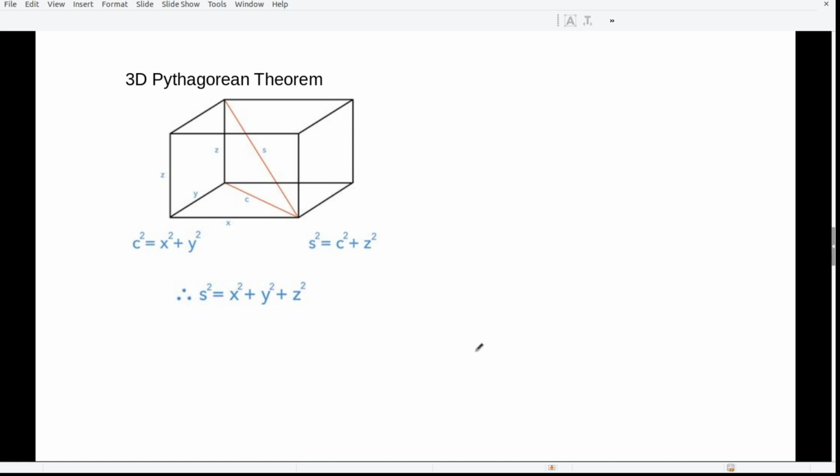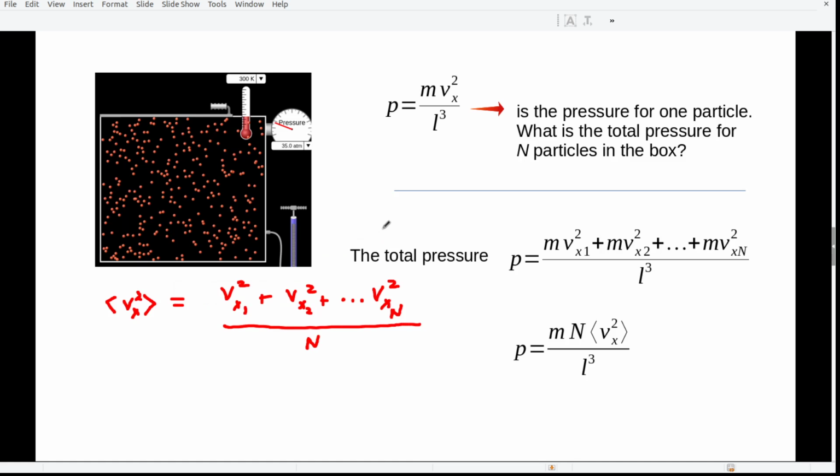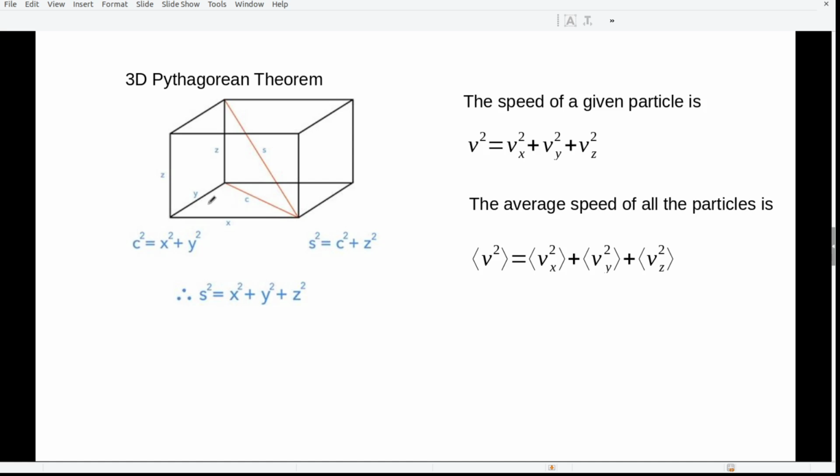Now, what do we need to do? We need to use Pythagorean theorem in 3D, right? Because you can kind of see what we're going for, right? We figured out what the pressure is due to one particle, but we want to know now what the pressure is due to n particles when we fill up our box with a lot of particles, because that's the real situation for any ideal gas. So for all of them, we're going to be talking about the average speed.